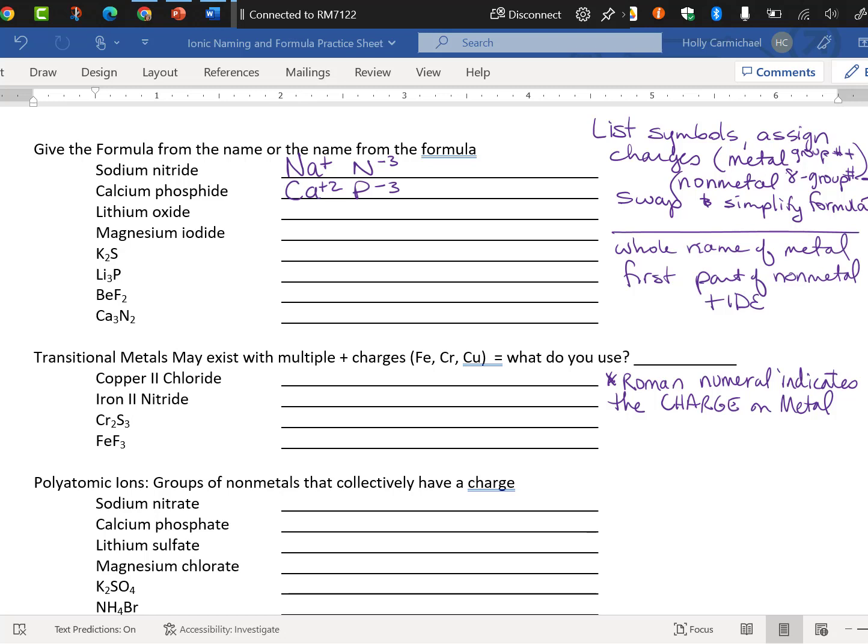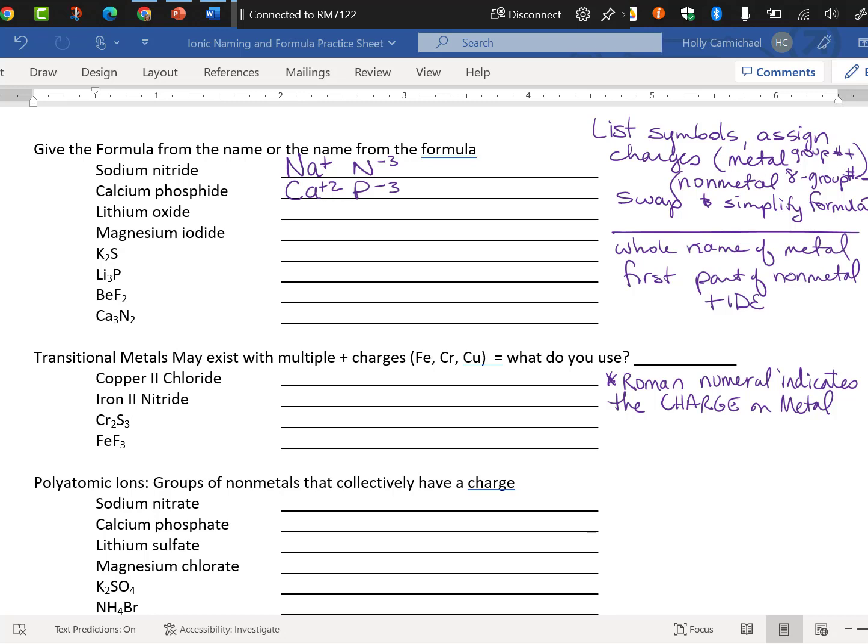Reviewing how to do the basic ionic compounds. So remember, with each one, if it's from the name, figuring out the formula, like these first four, you're going to list the symbols and assign the charge. Metals will always be positive by their group number. Non-metals will always be 8 minus their group number, and that's a negative charge.